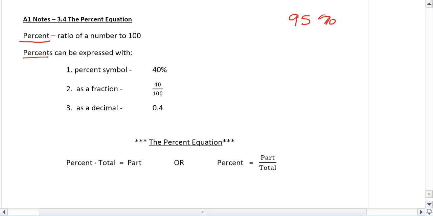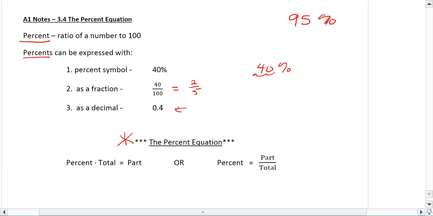Percents can be expressed with a percent symbol that you're probably very familiar with. As a fraction, you just put the percent over 100 and then reduce it. This would reduce to 2/5. Or as a decimal, when it was 40%, you divide by 100, or you might think of it as moving the decimal over twice to get the 0.4. So you need to be very fluent moving back and forth from a decimal to a percent to a decimal, into fraction if necessary.